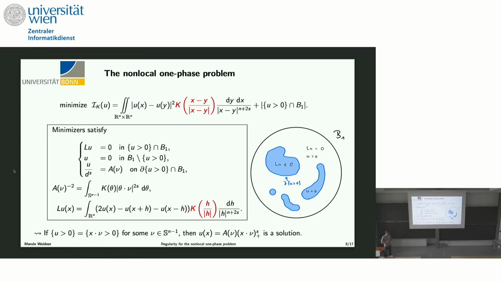All right, so what is the non-local one-phase problem? I've told you already, you want to minimize this non-local energy. Instead of the H1 seminorm, we take this non-local double integral, and we have this kernel K that is a function supported on the sphere. And now the Euler-Lagrange equation is something that you can guess easily by now, I think. So in the positivity set, you will not be harmonic with respect to the Laplacian, but with respect to this non-local operator L that I wrote here, which I started my talk with.